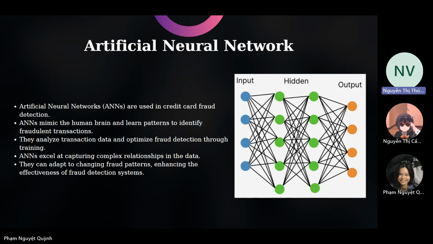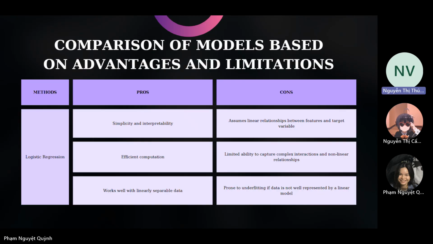Then we talk about the comparison of models based on advantages and limitations. The first method is logistic regression. Its advantages include simplicity and interpretability. The second is efficient computation. The last one is that it works well with linearly separable data, but it has its disadvantages.